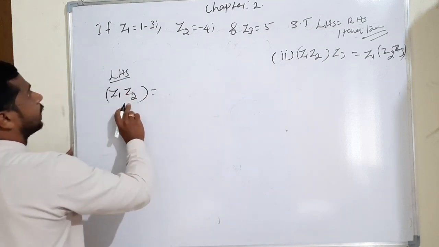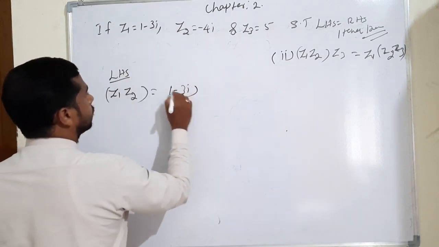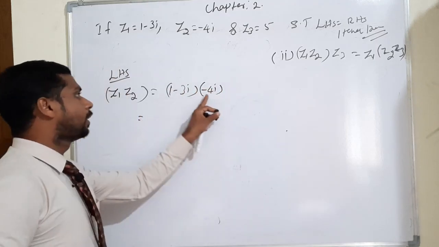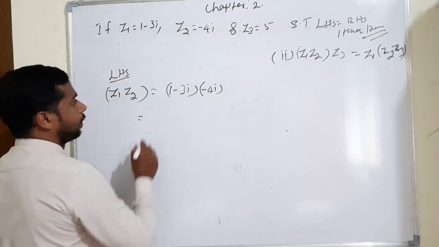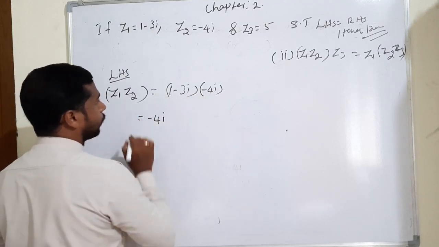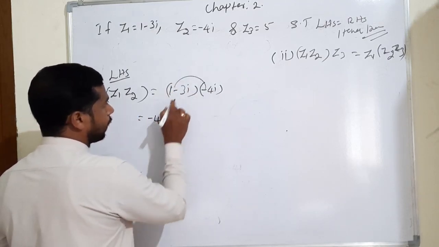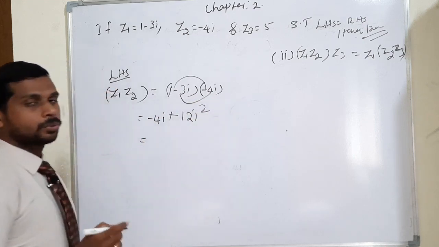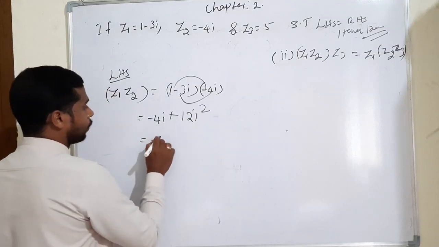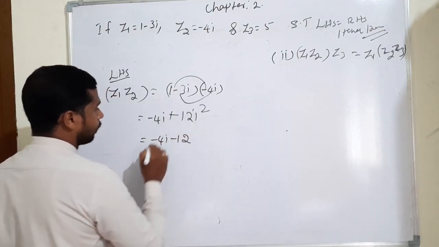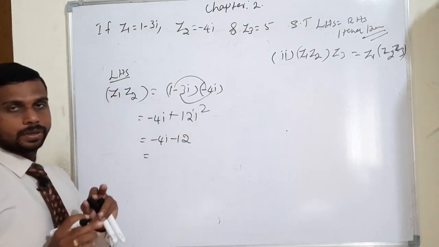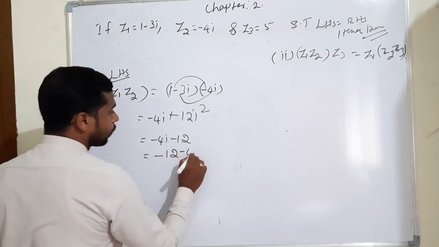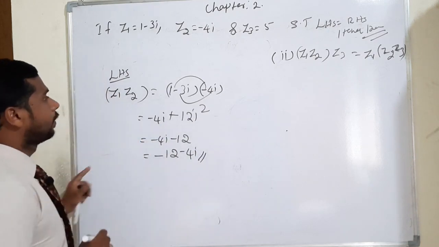z1 is equal to 1 minus 3i, into minus 4i. Each and every time multiply with minus 4i. Minus 4i into 1 means minus 4i. Again, minus into minus is plus, 3 into 4, 12, i into i is i squared. Already we know i squared is minus 1. So minus 4i minus 12. Always you should write first the real part, second the imaginary part. Therefore, rearranging, minus 12 minus 4i.